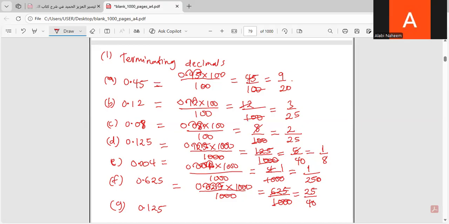Then you can divide by 5 also. 25 divided by 5 is 5. 40 divided by 5 is 8. 5 over 8. That's it in its lowest term.